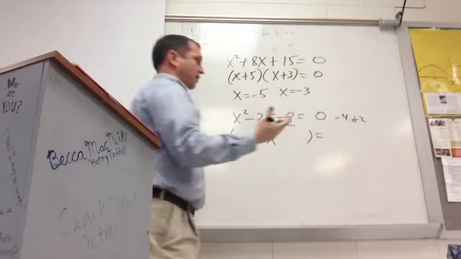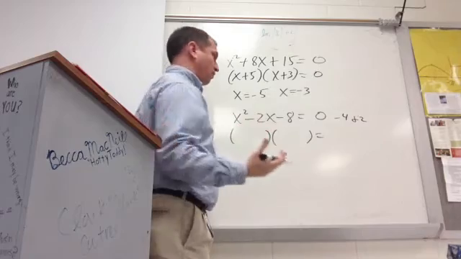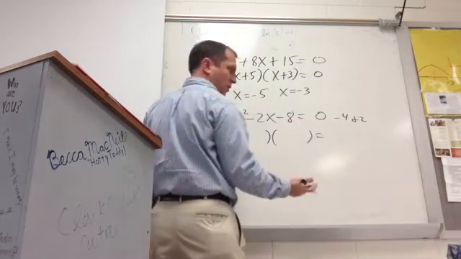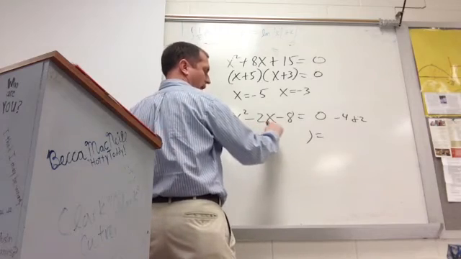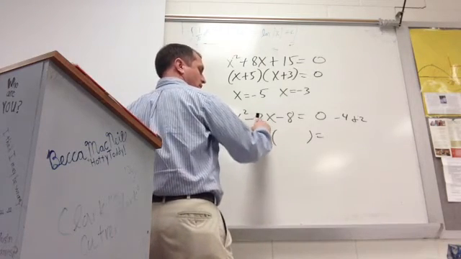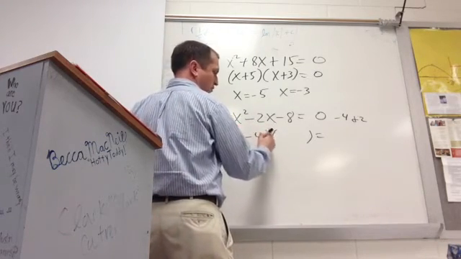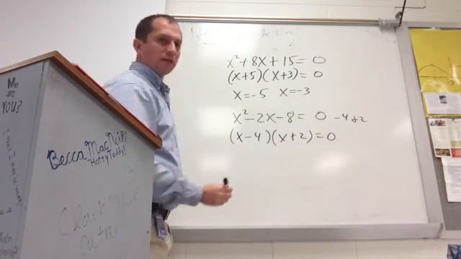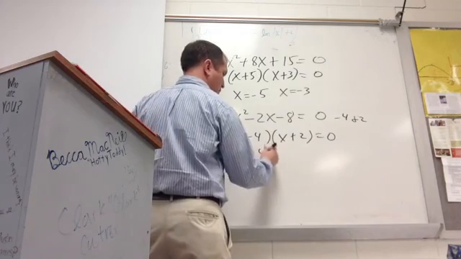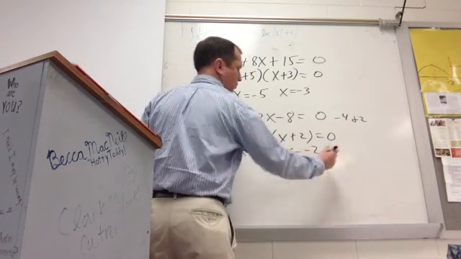And automatically, I picked the right one. So I don't have to go any further. I don't have to try 8 and negative 1 or anything like that. So I have negative 4 and 2 added together would give me negative 2x. So x minus 4 and then x plus 2 equaling 0. So I get x equals 4 and x equals negative 2.